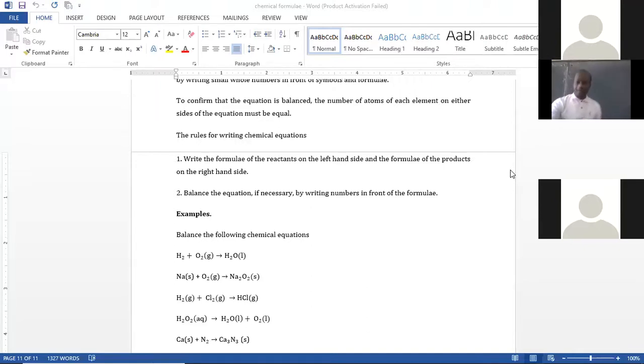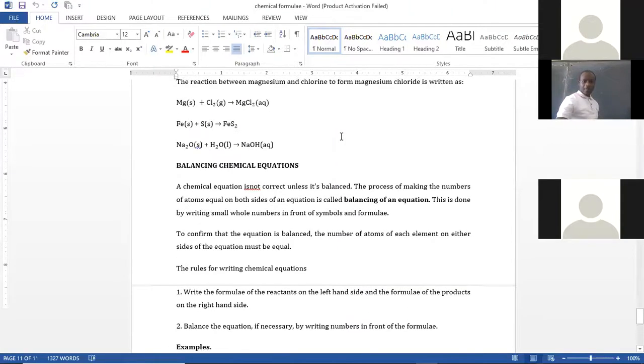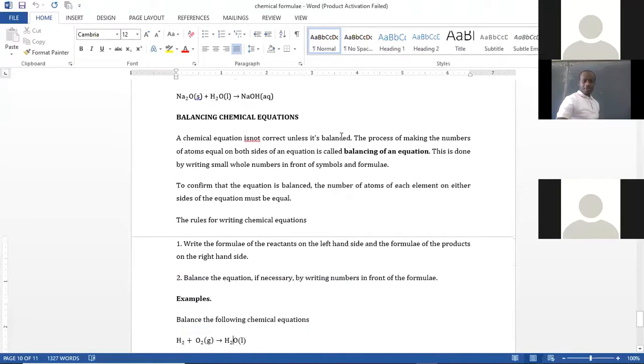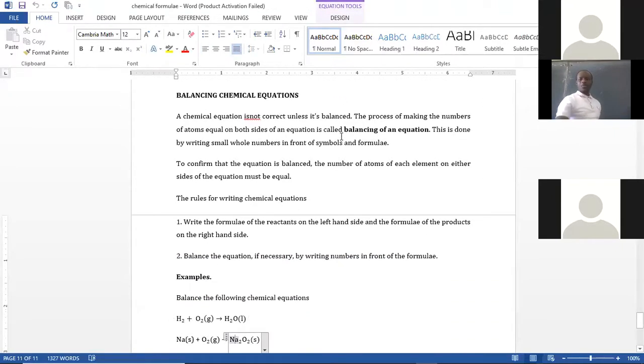From last week, our teacher introduced chemical formulae. So today we are going to start on balancing equations, and then we continue with the whole process. We are going to try using the board. If we fail, then we can use something else. But for now, we are going to be using the board.